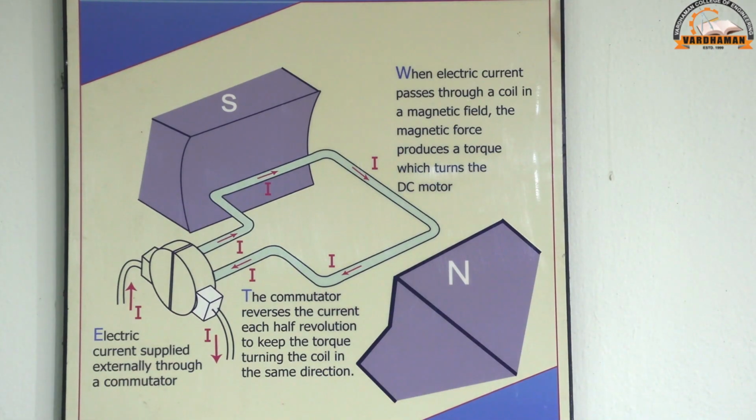So speed variation is possible in DC motors by controlling the excitation current which is given to the magnetic field coil. So N is equal to EB by phi. When flux decreases, speed will increase. There is an inverse proportion between speed and flux. When flux decreases, speed will increase. When flux increases, speed will decrease.